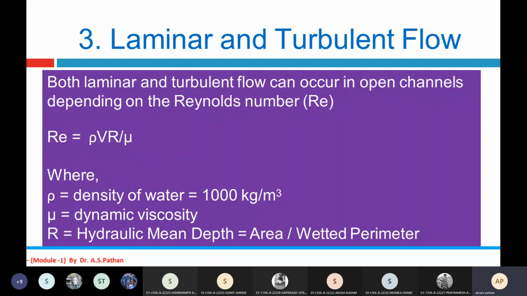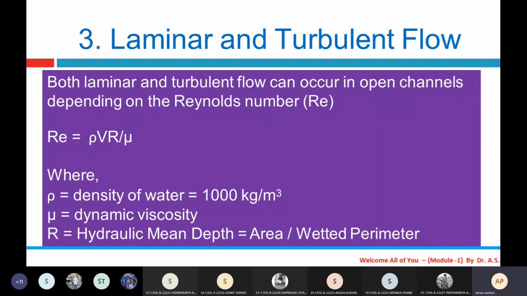Then what is turbulent flow? As far as turbulent flow is concerned, when the fluid particles flow in an open channel and cross each other while flowing, then we call it a turbulent flow.